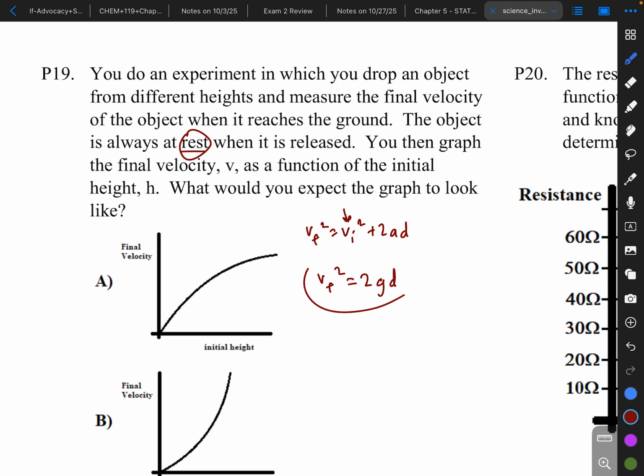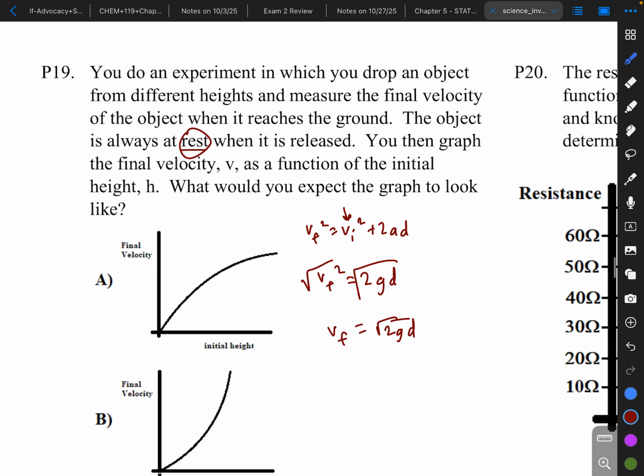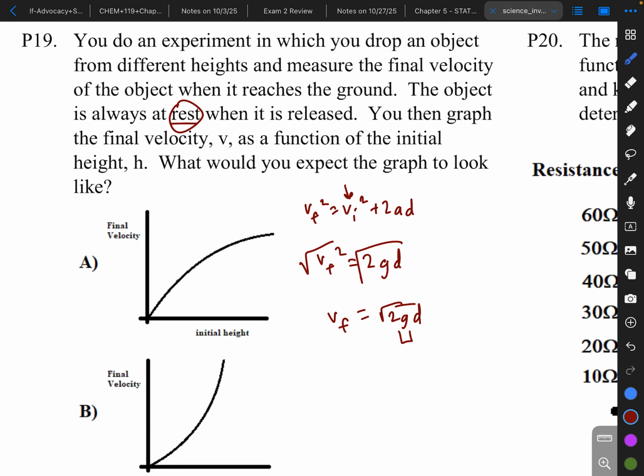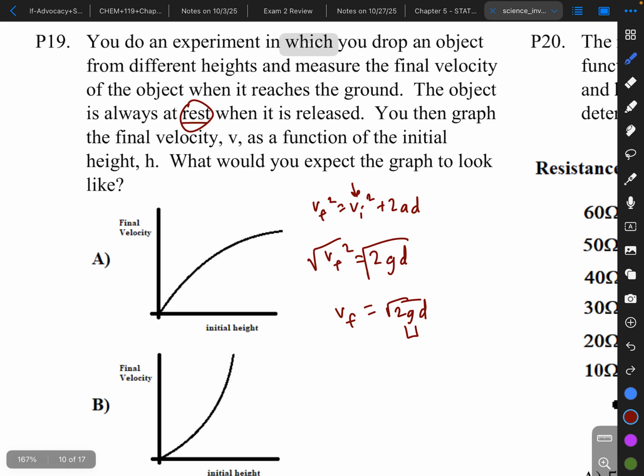So this is the equation we get. And to take it one step further, we can take the square root of both sides to get the final velocity equals square root of 2gd. So we know 2 is a constant, obviously. And the acceleration due to gravity, since you're on Earth, you're not changing that. That's also constant. These both stay the same for the entire experiment. D is the only thing that doesn't.